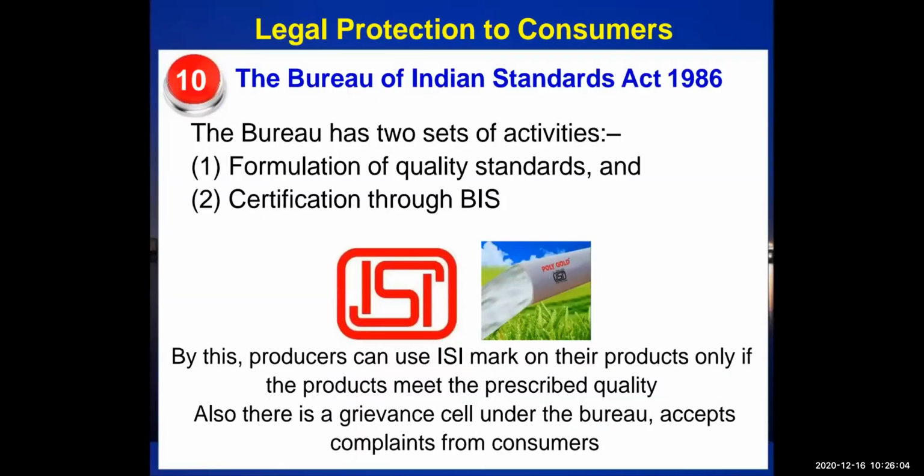We also have the Bureau of Indian Standards Act 1986, which has two sets of activity. One is formulation of quality standards and certification through BIS. Now, producers can use the ISI mark on their product only if the product meets the prescribed quality. Also, there is a grievance cell under the Bureau which accepts complaints from consumers.